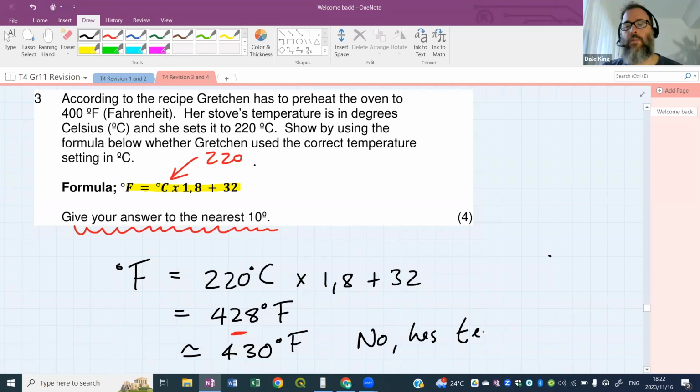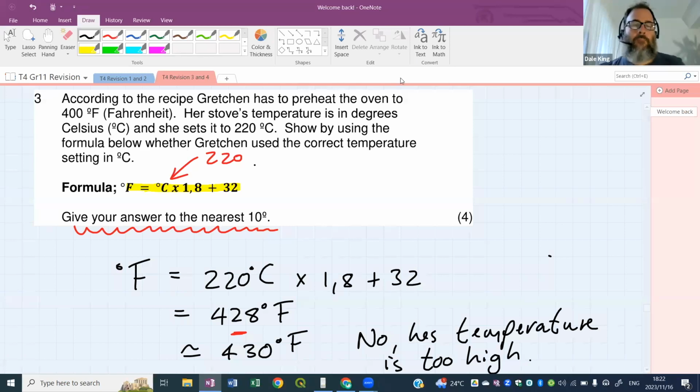Her temperature is too high. You see that? Yeah, it's all right, Karen. Don't stress. The temperature's too high. We go up to 428 and round off to the nearest 10, we get 430. She needs 400. So she's too high.